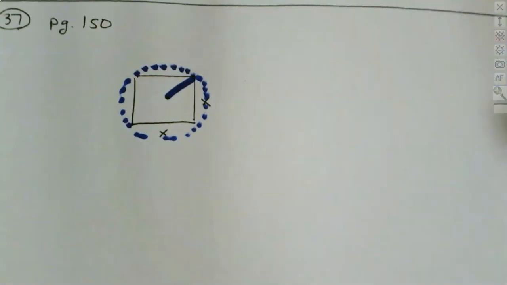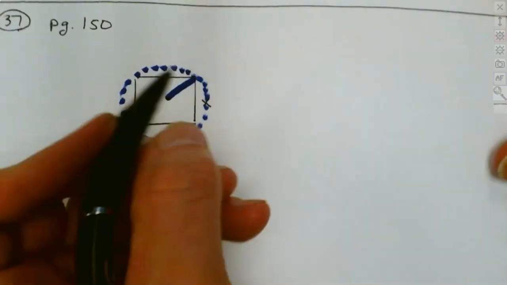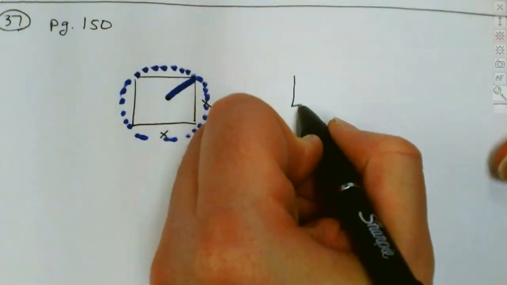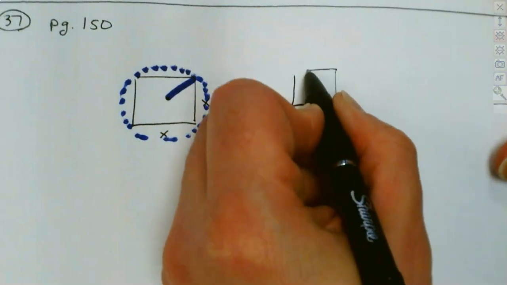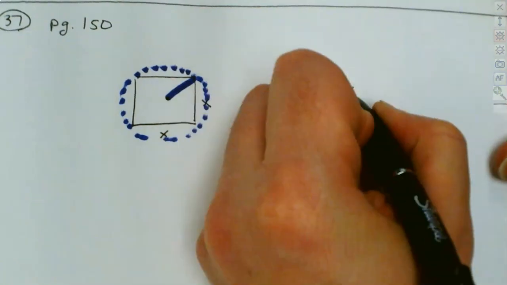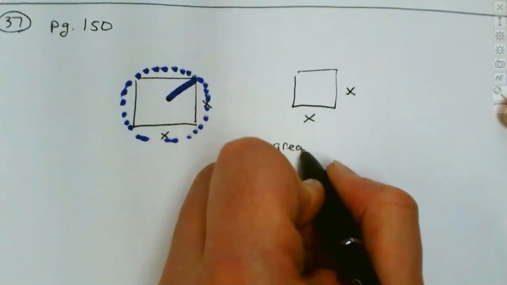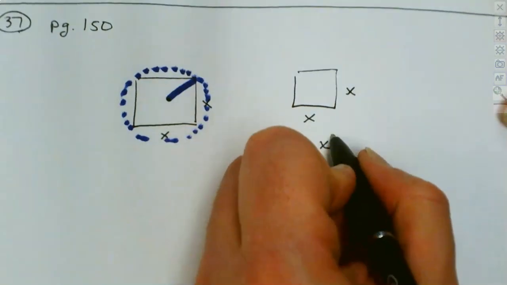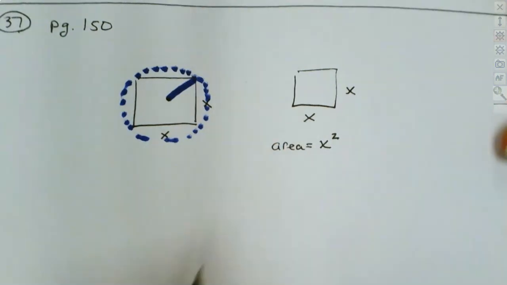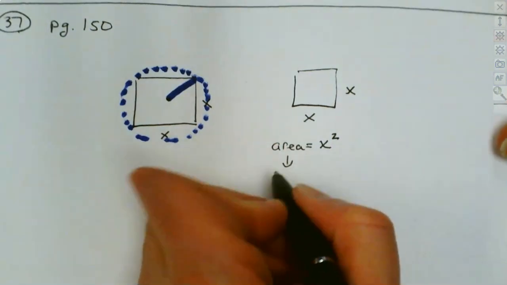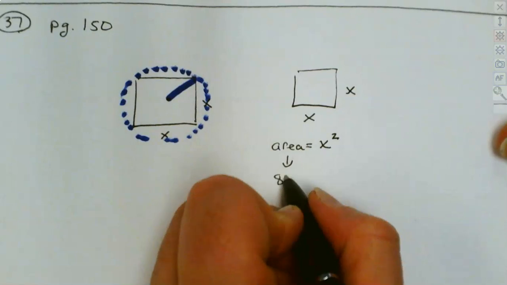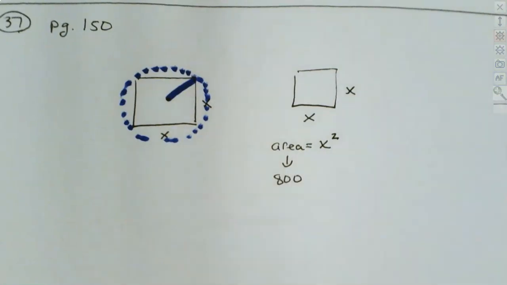So let's begin by looking at the square itself. Well, we know a square has the same length and width. So this is x by x. And we know that the area of this square is x by x, so that makes it x squared. And we also know from the question that this area is 800, because it says that the area is 800 square feet.